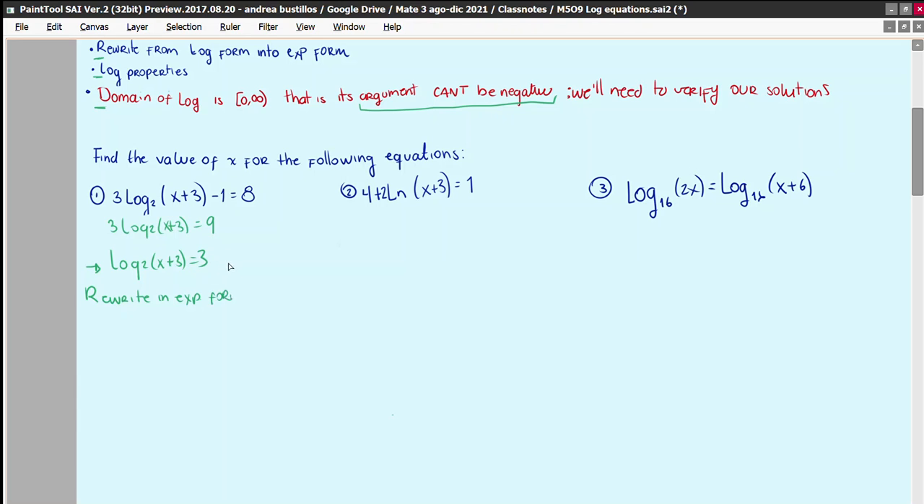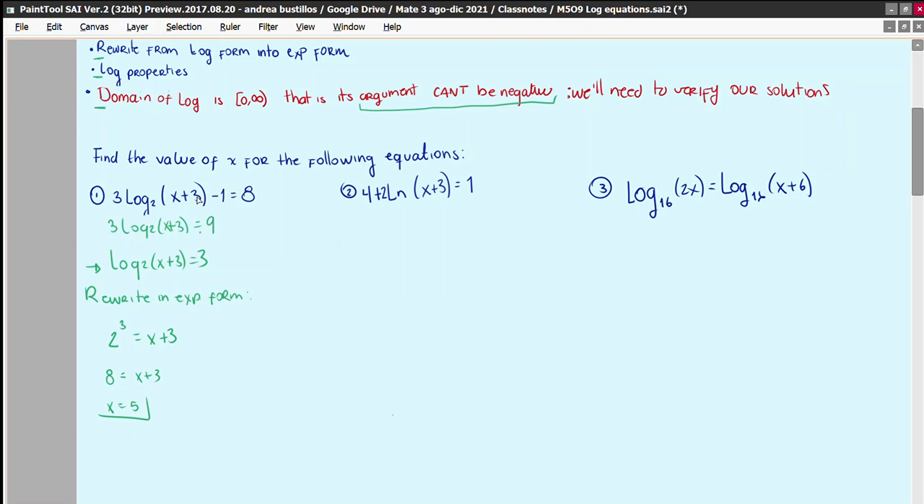And remember that that is found by doing base of the logarithm raised to the exponent equals the argument. From here you can see that we now have a single equation that is completely dependent on the variable x, and this can be easily solved, like 8 equals x plus 3, so x equals 5.